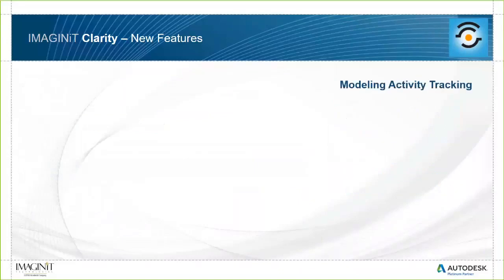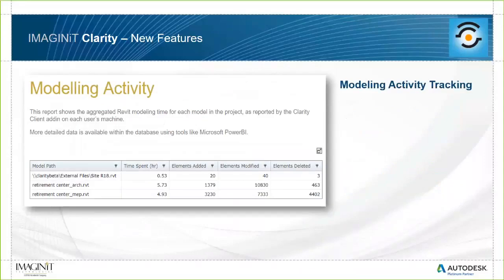So we also have an ability here for model activity tracking. So here, we can actually go in and see what people have done to a model. So this is not per individual, although there is more data available using tools like Excel and Microsoft Power BI. So here we can go in and I can see that for this model, we've spent half an hour on it. There were 20 elements added, 40 elements modified, 3 elements deleted. And the same for some of these other models here.